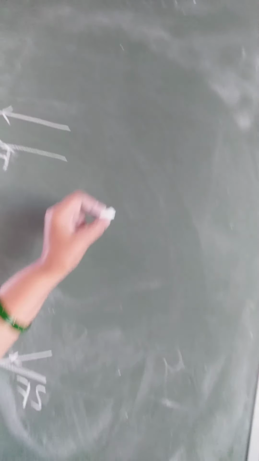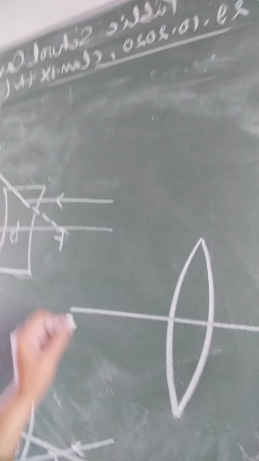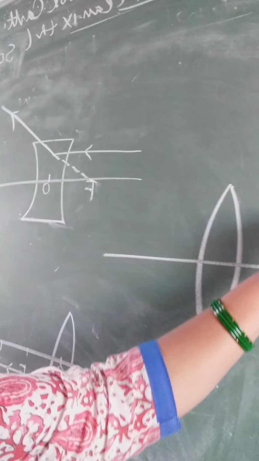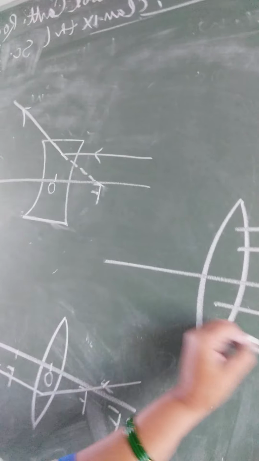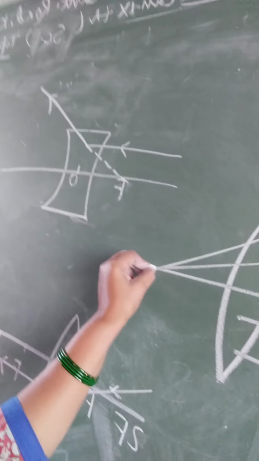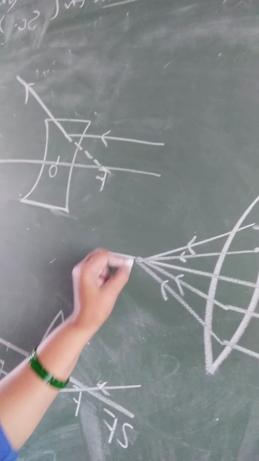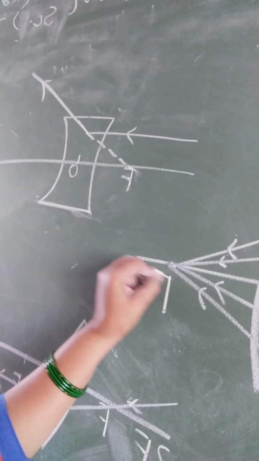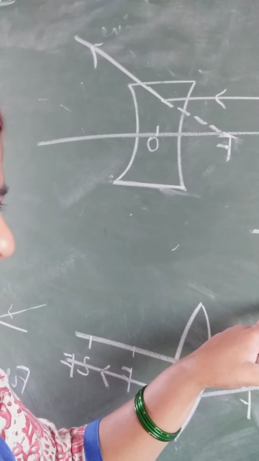So it is a special point on the principal axis through which when the ray passes, it remains undeviated. Now what is focus? You have read about this convex lens. This is principal axis. When the rays are coming parallel to principal axis, then after refraction through the lens, it converges at a point. This point is called focus of the lens. It is called second principal focus of the lens.